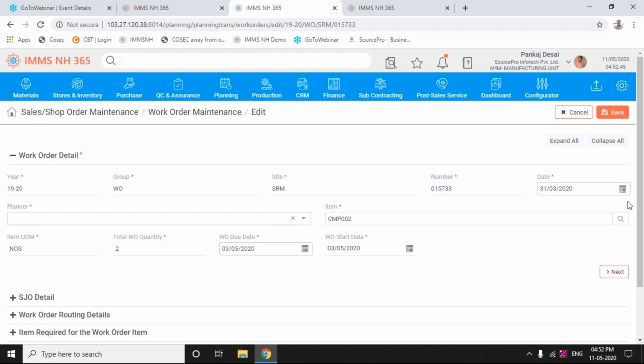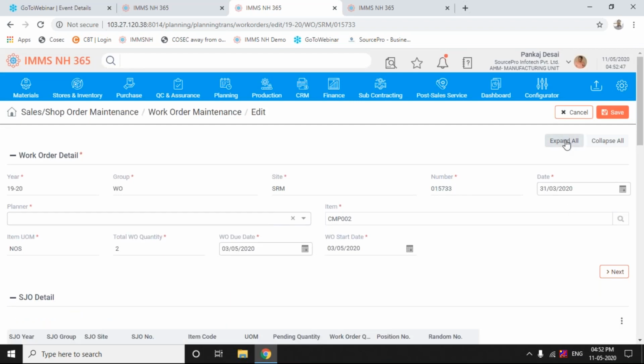As you can see on your screen, it is showing the details of work order number 15733 dated 31st March for computer 002. Important things I would like you to note are the unit of measurement and the quantity. The work order quantity, the job card quantity, is 2 now. The due date is so and so, and the start date should have been this based on the delivery date. These are the data that we have entered in the past, so it is showing this kind of a situation.